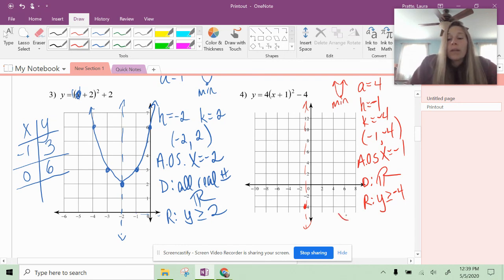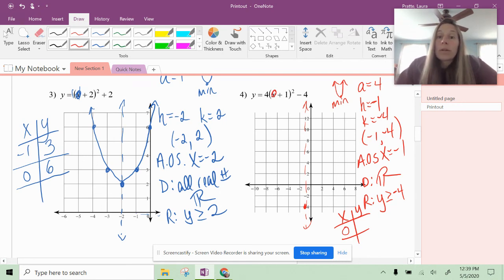So now I have to find another point to graph on here. So I'm thinking that I'm going to substitute in maybe 0. So if I do 0 plus 1, that's 1. 1 squared is 1. 1 times 4 is 4. And 4 minus 4 is 0. So 0, 0 is one of the points. Now that was half a box away. So on the other side, half a box away is going to be my corresponding point.